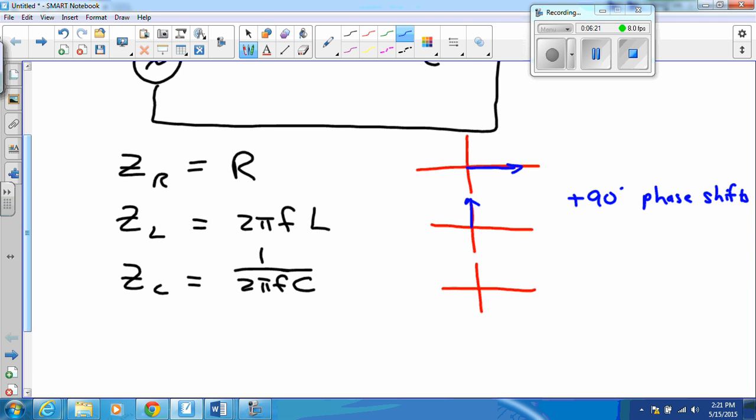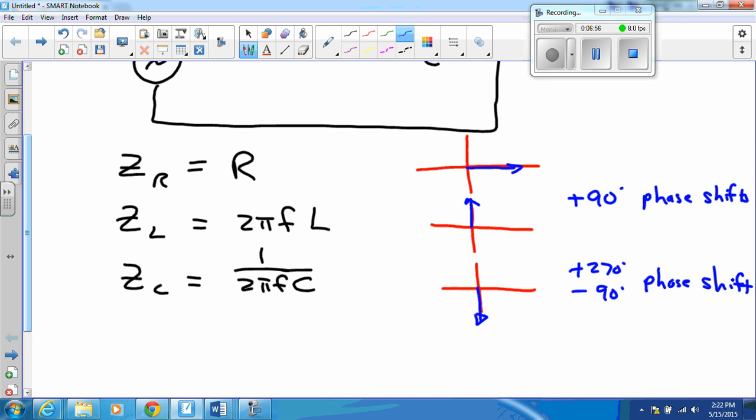Meanwhile, we're going to think of the impedance of the capacitor as being 1 over 2 pi FC, and it's going to be directed minus 90 degrees or plus 270 degrees, whichever way you want to think about it. So the current is going to be 90 degrees backwards. Plus 90 is like so, minus 90 is like so.